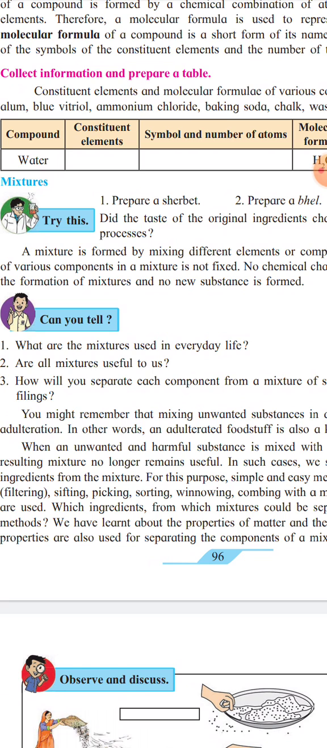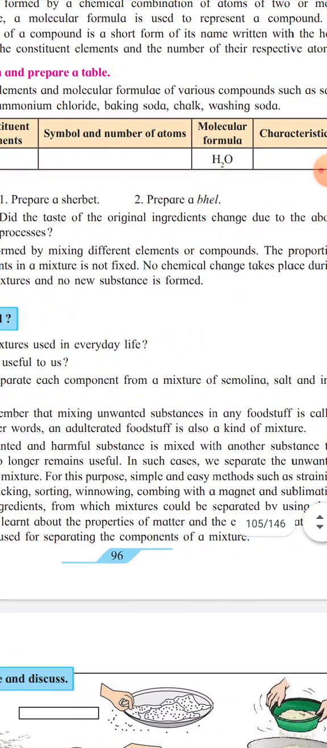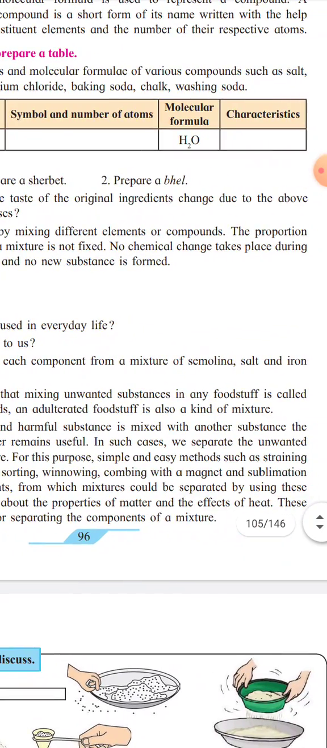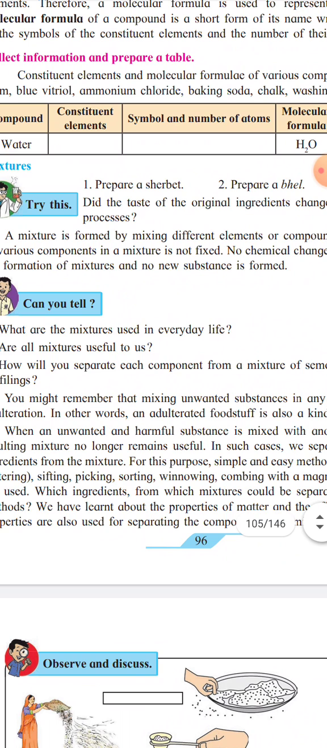Is that clear? That's why the definition of a mixture: a mixture is formed by mixing different elements or compounds. Here, the proportion of the various components in the mixture is not fixed. No chemical change takes place during the formation of a mixture and no new substance is formed. For example, air and brass. What mixtures do we use in day-to-day life?